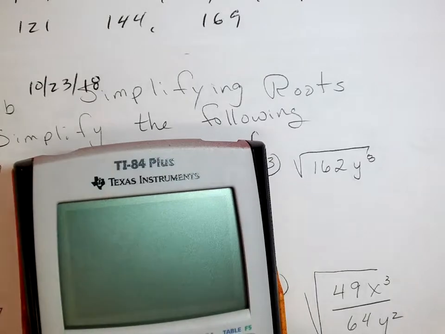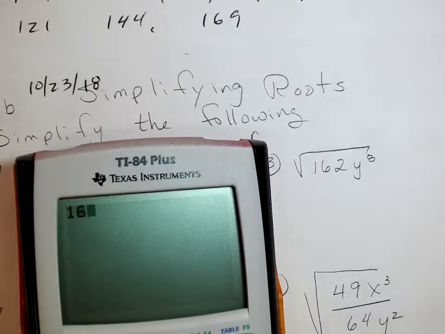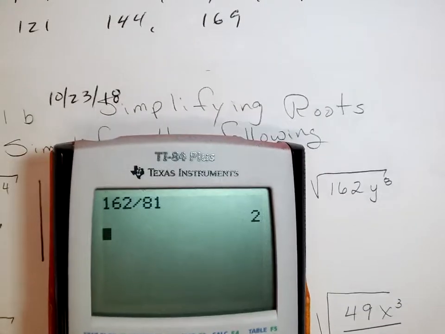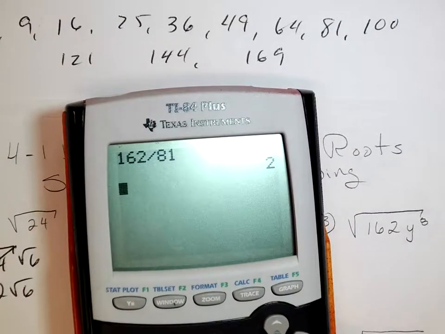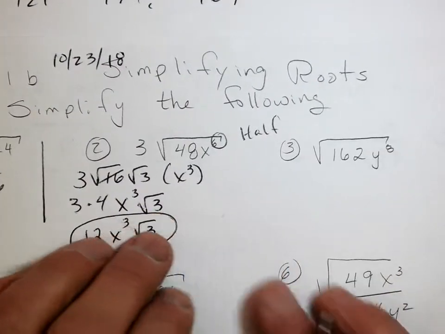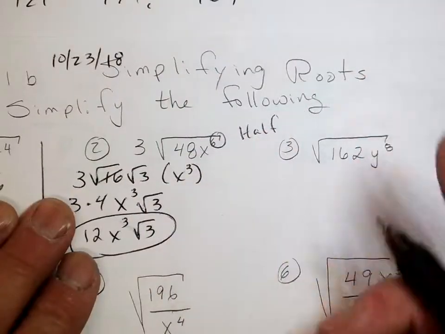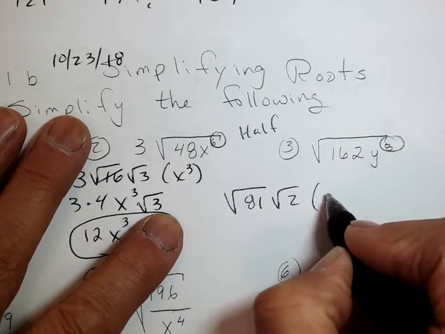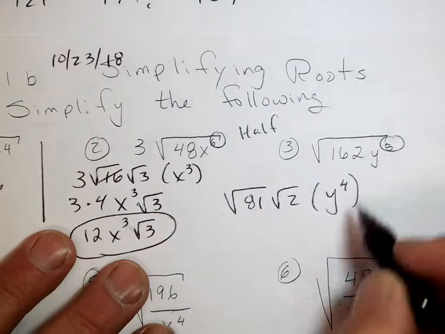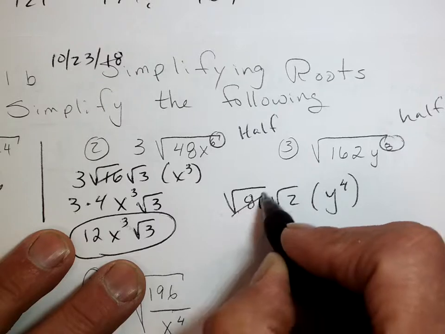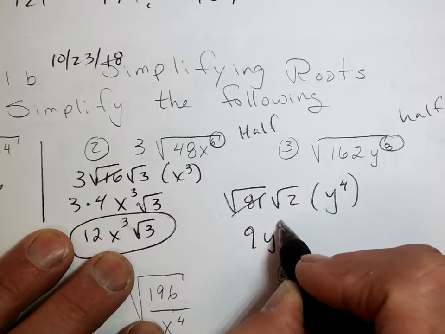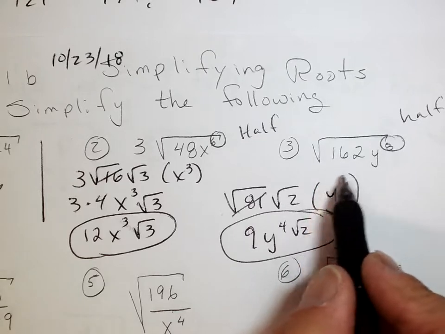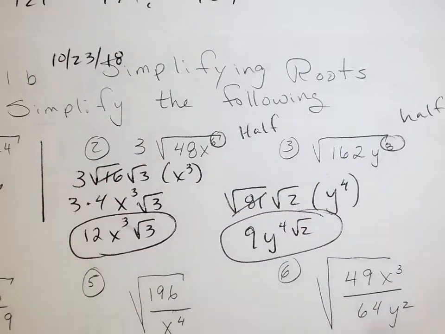So for instance, if I take 81, just for example, if I take 162 and I divide it by 81, hey, it works, right? So if you can go through any of your perfect squares, and if it divides evenly, then you have a combination. So if it's a big number you can't figure out, just divide out your perfect squares to find out which one goes in evenly. So I know it's going to be 81 times the square root of 2, and I'm going to take half of that, y to the 4th, okay? Take half of my exponent. So the square root of 81 is 9. I have a y to the 4th. Square root of 2. Okay, that's not so bad. So again, if it's a number you can't figure out, just start dividing it by the perfect squares until you find one that will work. Is that helpful?